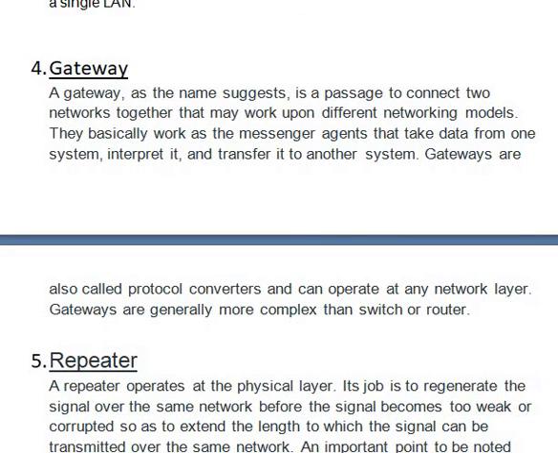Okay children, actually the basic work of the gateway is that of a messenger agent that takes the data from one system, interprets it and transfers it to another system. Gateways are also called protocol converters, because as you know, we are connecting two dissimilar networks, so obviously the two dissimilar networks can operate over different protocols, so the gateway can convert those protocols and easily connect the two different networks.